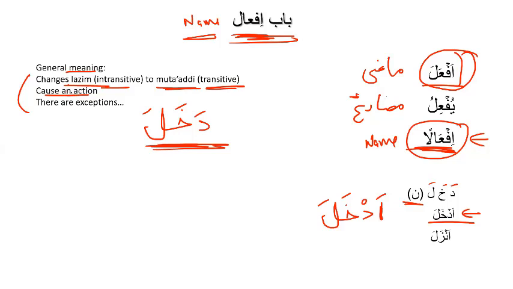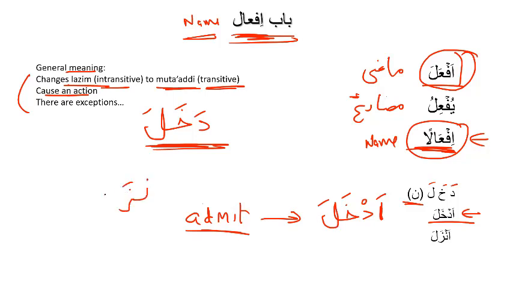So one is dakhala, he entered. Adkhala means to admit somebody else, which means to cause somebody else to enter. So I hope you see how it's still related to dakhala, but it is taking dakhala, which is a fail lazim, and converting it into fail muta'addi, where there is an object now. So if I admit you or I let you enter, that's called adkhala.